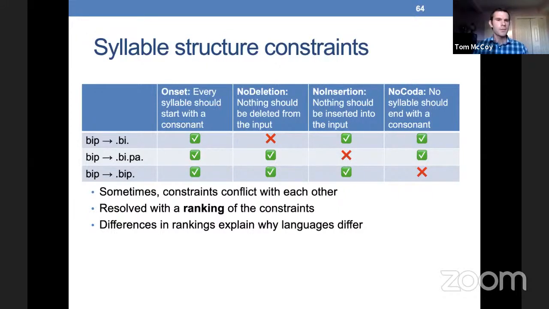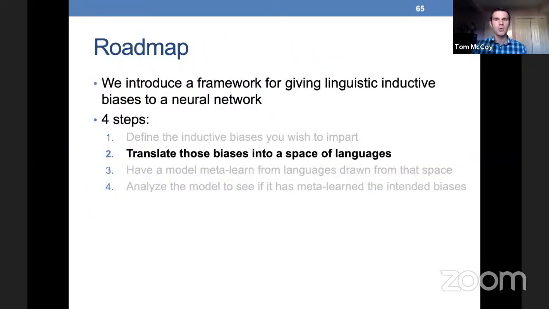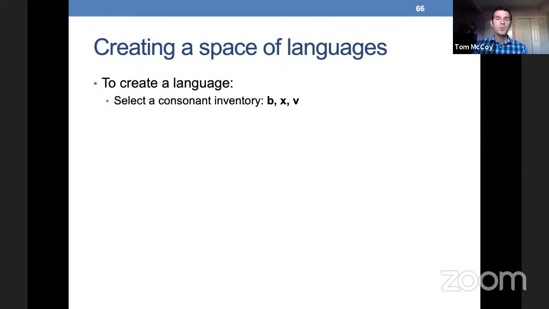So with this optimality theory framing, the set of inductive biases that we want to give to our model will be some set of biases that encode knowledge of this optimality theory frame. And in order to give our model those inductive biases, we now need to translate those biases into a space of languages. We will define a single particular language as follows. First, we need to choose which consonants can appear in the language and also which vowels can appear in the language.